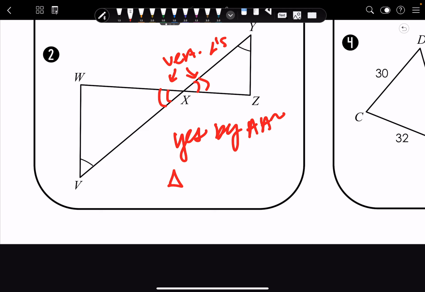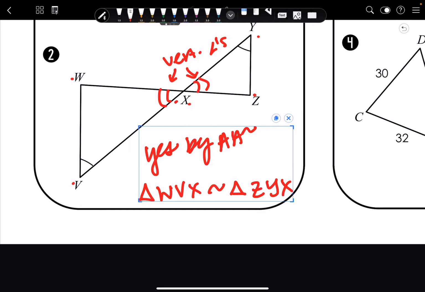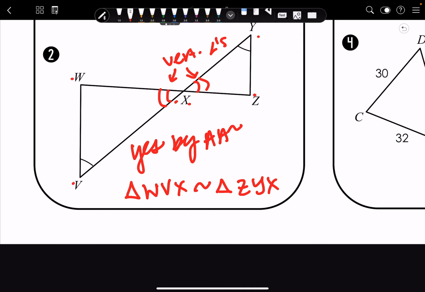triangle 1, 2, and I'm going to do that same thing with 1, 2, Z, Y, X. I know we'd like to put it in alphabetical order, but sometimes that's not what's going to be happening when we're writing it with the corresponding angles, and that's okay.